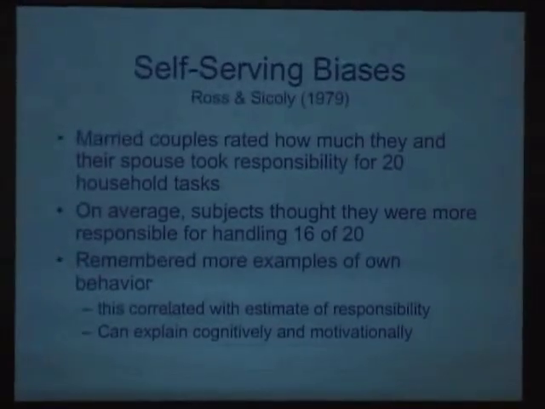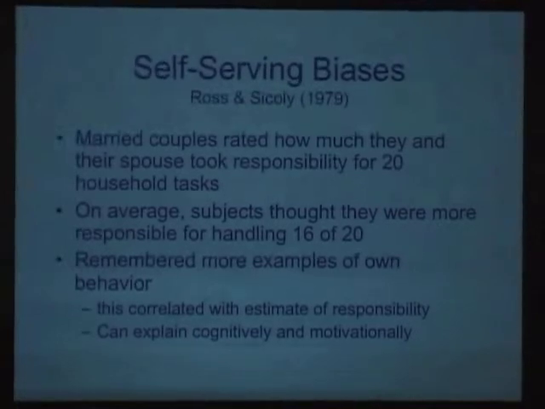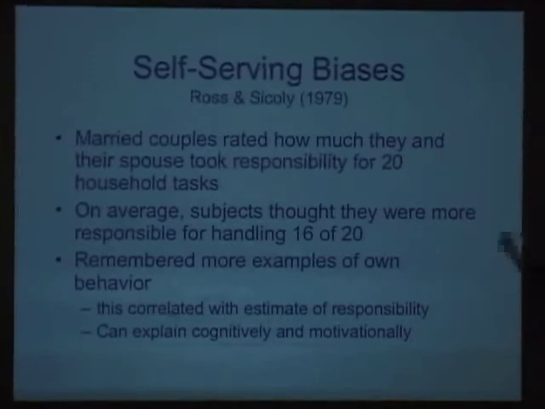Which, of course, is impossible. Okay. If one of them said 16 accurately, the other one would have to say 4 to be accurate. Okay. And then that would average out to 10. So the average should be 10 if nobody is biased. And they don't have to figure out in this study who's telling the truth. It's just not possible for, on average, each person in the pair to be more responsible for 16 of the 20 chores.